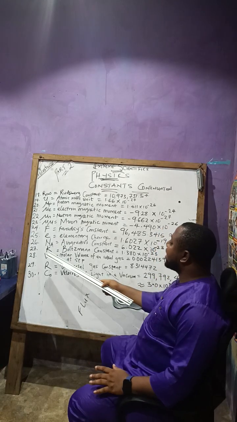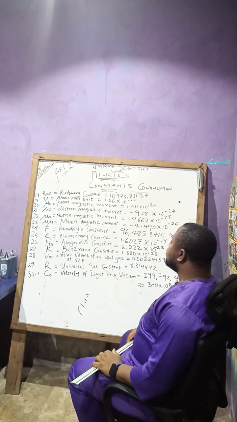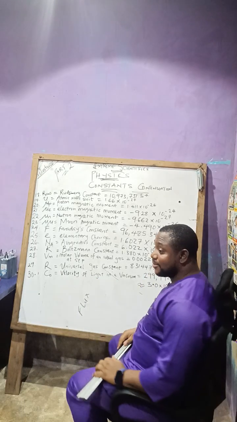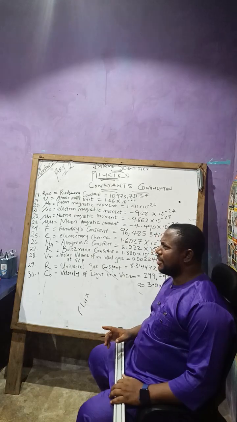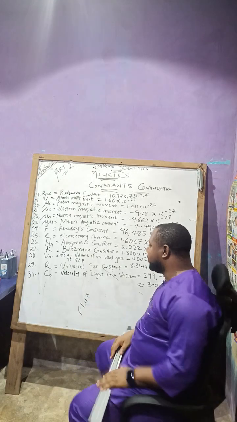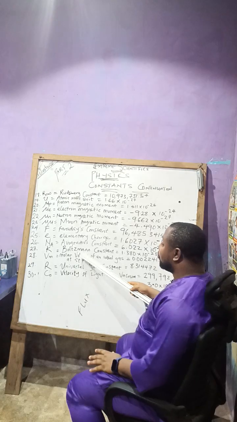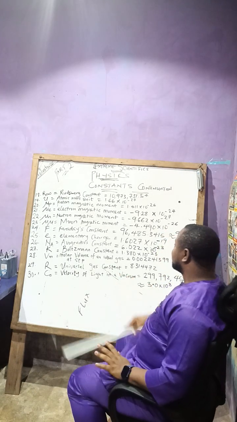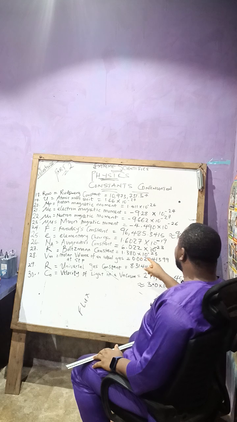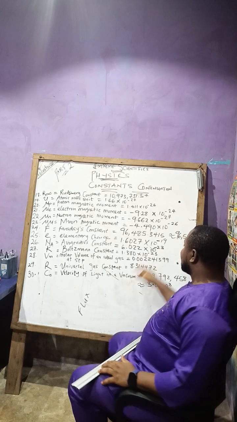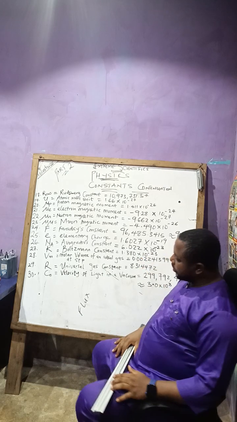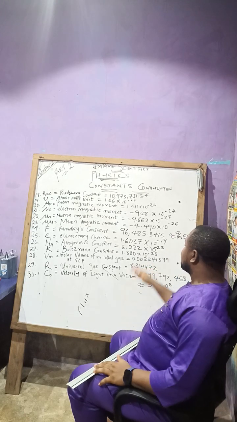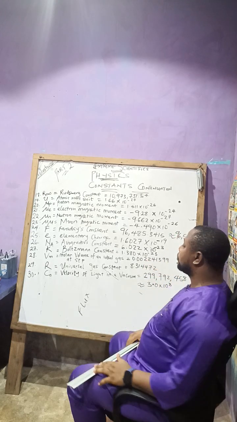The next one, uppercase K, Boltzmann constant. There's a man called Boltzmann. Let me remember his name. His name is called what? Boltzmann. That guy is also very brilliant. Boltzmann constant is 1.380 times 10 to the power minus 23.